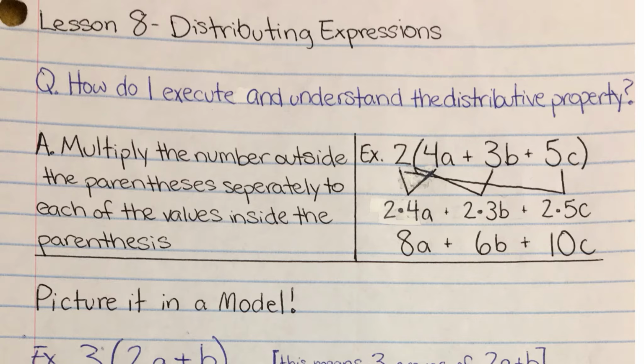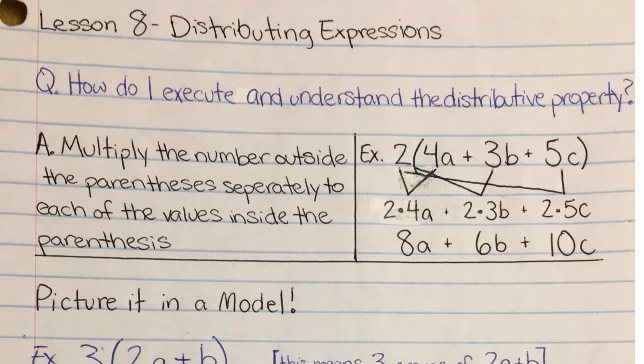If you remember from a few lessons ago, the word property just means a set of rules or patterns or standards that we use to solve math problems. So in order to execute the distributive property, this is what we do. We multiply the number outside the parentheses separately to each of the values inside the parentheses.